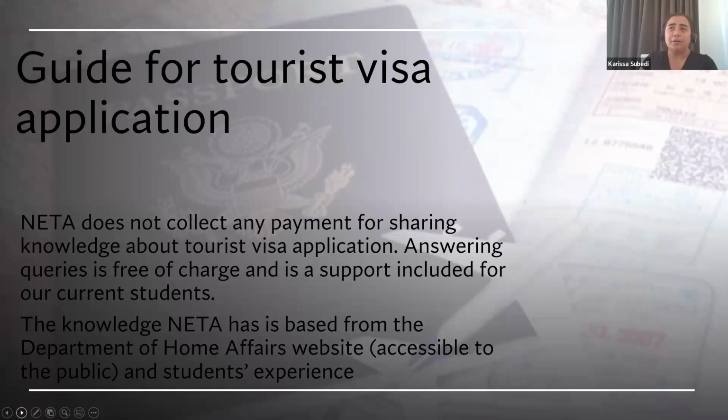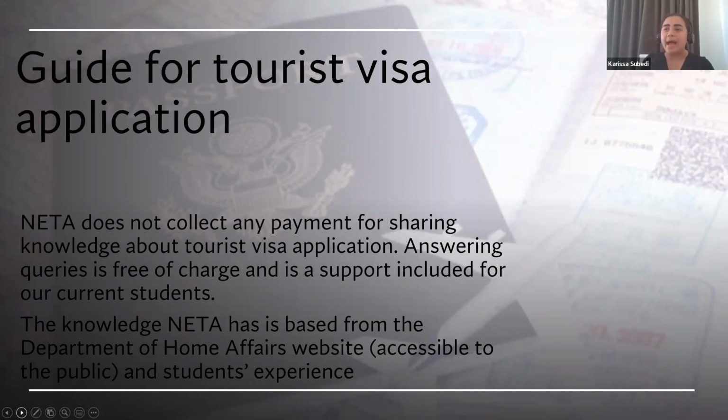Another question probably would be, how do I apply for my tourist visa, if that is something that you're looking into? We just need to be clear here. Number one, NETA does not collect any payment for sharing our knowledge about the tourist visa application. We are answering queries for free, and that is another support that we offer to our current students.